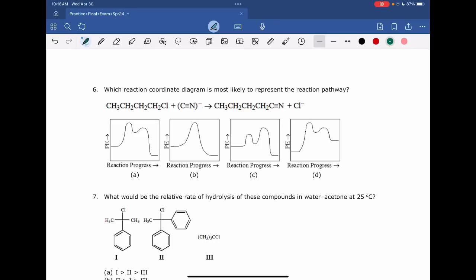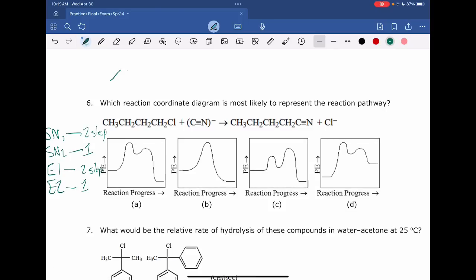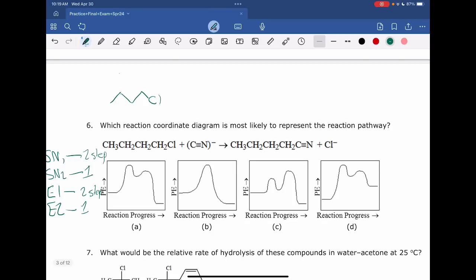Okay, so for number 6, this question is basically asking you, what is the mechanism of this reaction? Is it SN1? Is it SN2? Is it E1, E2? If it is SN1 or E1, it's going to be 2-step. And SN2 and E2 are 1-step. So which one is it? We have a primary alkyl halide, 1, 2, 3, 4 carbons, and a Cl reacting with nitrile. I'm going to draw it like this.